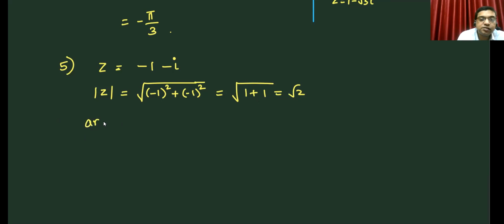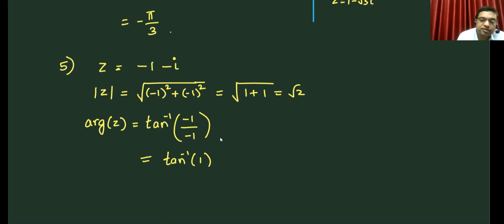Then argument, tan inverse b by a, tan inverse 1. However, this gives you pi by 4, but you cannot take pi by 4. Which quadrant does this lie in? The third quadrant, so you should subtract pi. Yes, very good. So that's the argument. You subtract pi, so you get minus 3 pi by 4. All right.